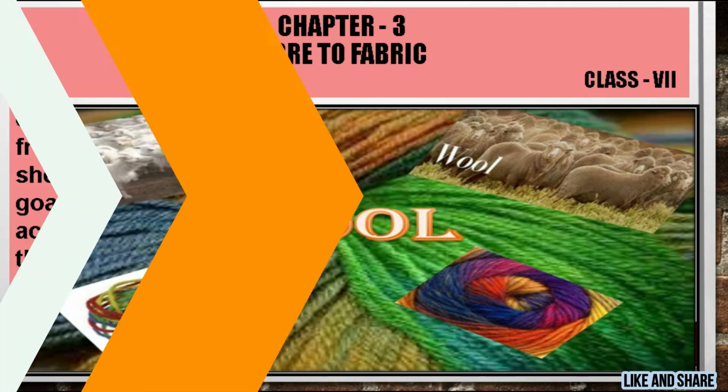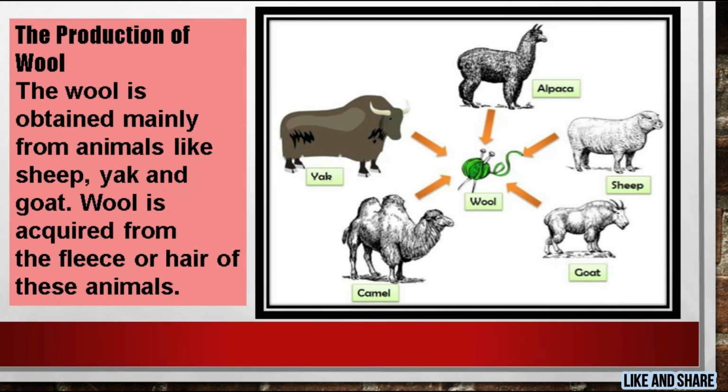So let's start. As you can see here, the first topic is the production of wool. Students, as I said, wool is basically obtained from different animals like sheep, yak and goat, and this wool is acquired from the fleece or hair of these animals. This chapter describes the rearing and breeding of different animals, and you will learn about the fiber production and its management in this chapter.